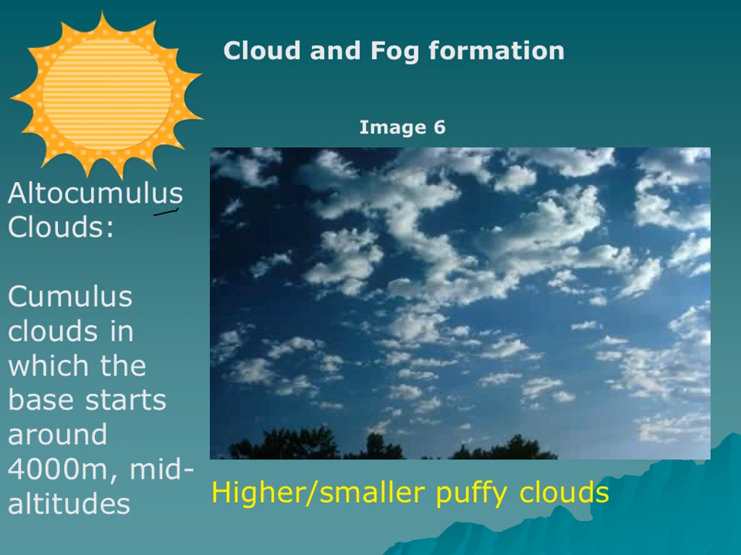Going up a little bit higher, the third type of cumulus cloud is the Altocumulus, higher than cumulus. Alright, they are cumulus clouds that start in the mid-altitudes around 4,000 meters high. And they're a lot like the regular cumulus clouds, but they're higher and smaller puffy clouds. You can sometimes see a shape in them, but they're higher up in the air than the regular cumulus clouds, and they look smaller.